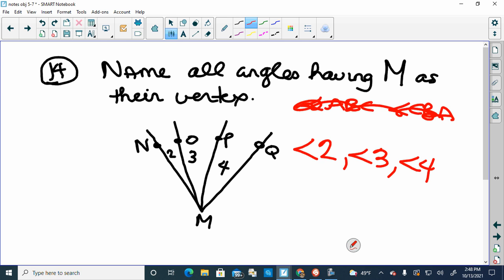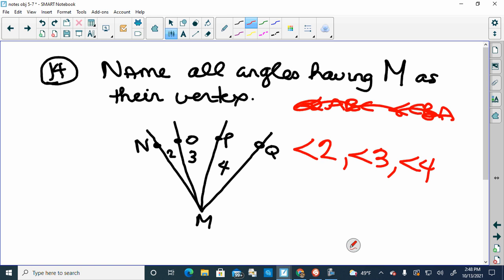It's not wrong to name this angle NMO and then OMP and then PMQ. They just don't do it on there. So let's do the singleton, see if there's numbers listed that way. Okay, now that's with one angle by itself.